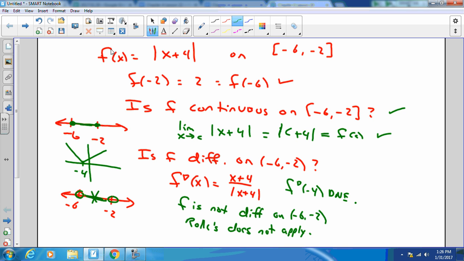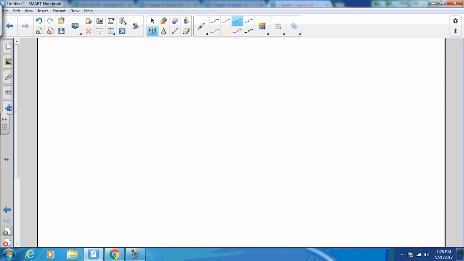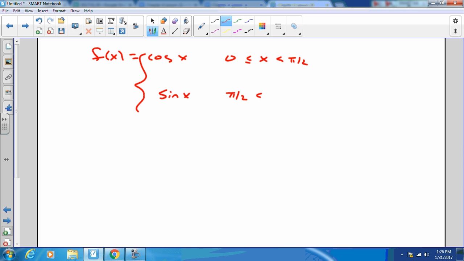Okay, are there any questions from last night's homework? Number 7. And what function is number 7? F of x equals sin x, greater than or equal to 0, less than pi over 2. We have a sin x. I think I remember this one. And so we have an interval that we're interested in. What is your question exactly?